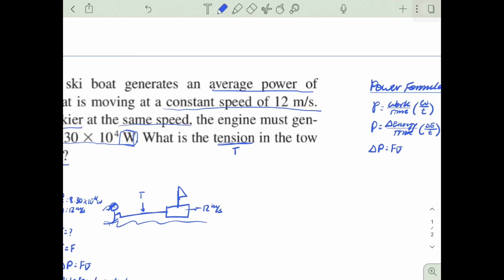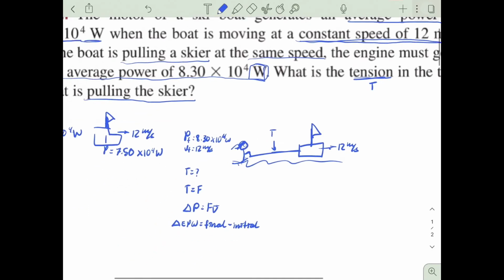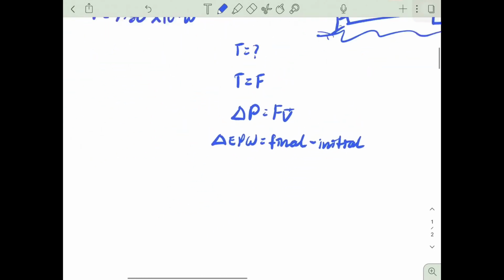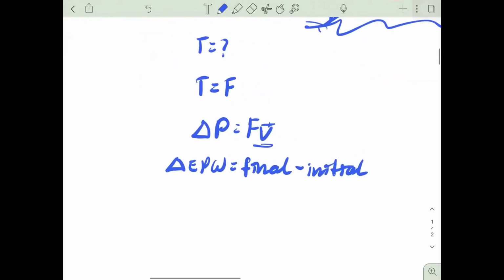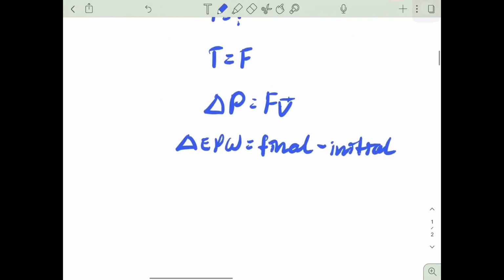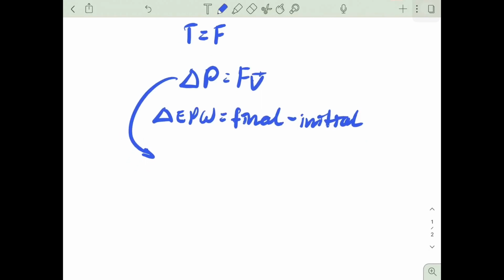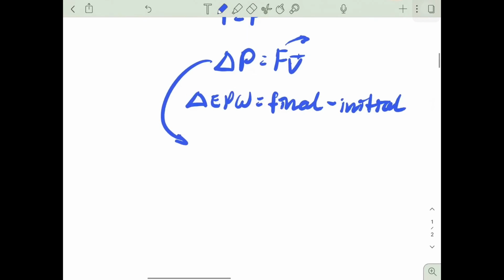Since it's a constant speed, we can assume that the speed is the magnitude of velocity, because remember that velocity is a vector and has a direction and magnitude. It says the constant speed, so we can just assume that the velocity of the boat is 12. In our formula, they're not asking us for the change in power or the velocity. They're asking us for the tension, and we know that tension is force. So this changes into tension.